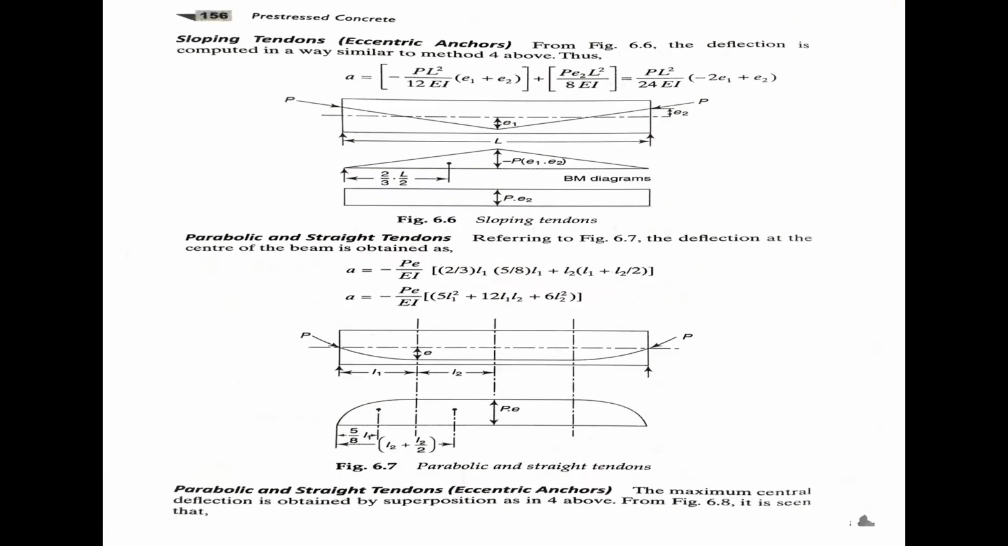Consequently, the resultant deflection becomes small a equal to PL square by 48 EI into minus 5E1 plus E2. Now go to the next type of profile, the sloping tendon profile with eccentric anchors. See diagram 6.6 for the sloping tendon.